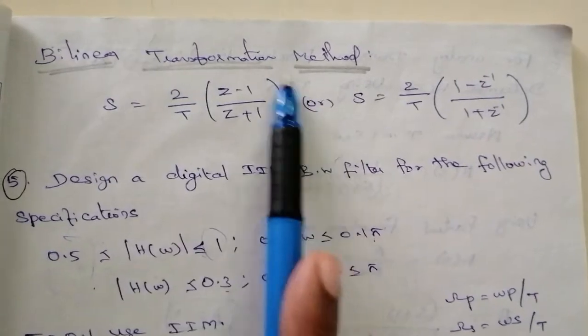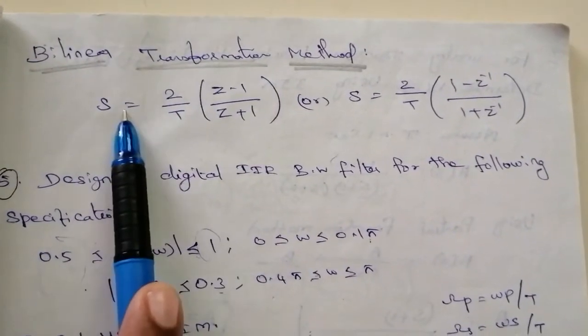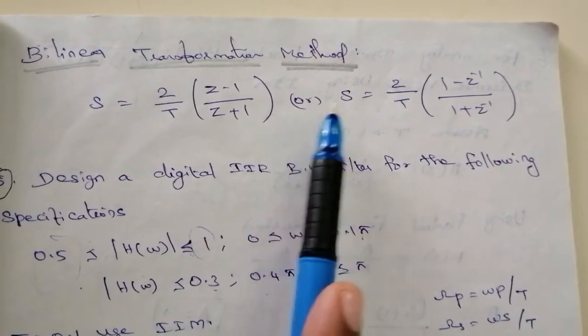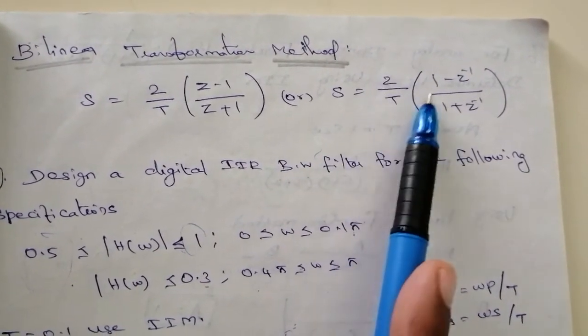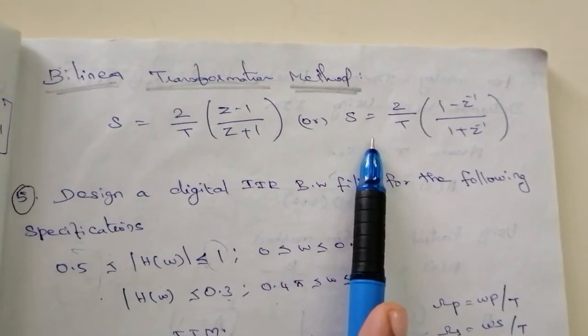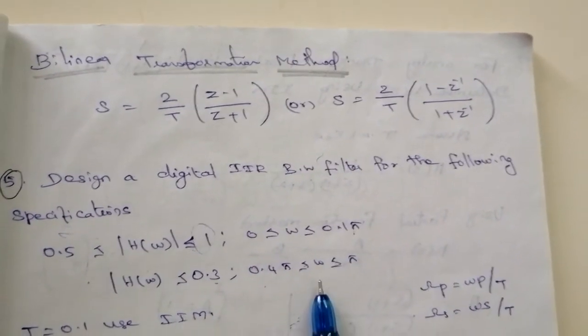So this is the formula for bilinear, that is s is equal to 2 by T into z minus 1 divided by z plus 1, or s is equal to 2 by T into 1 minus z inverse divided by 1 plus z inverse, right? Let's go with that problem, right?